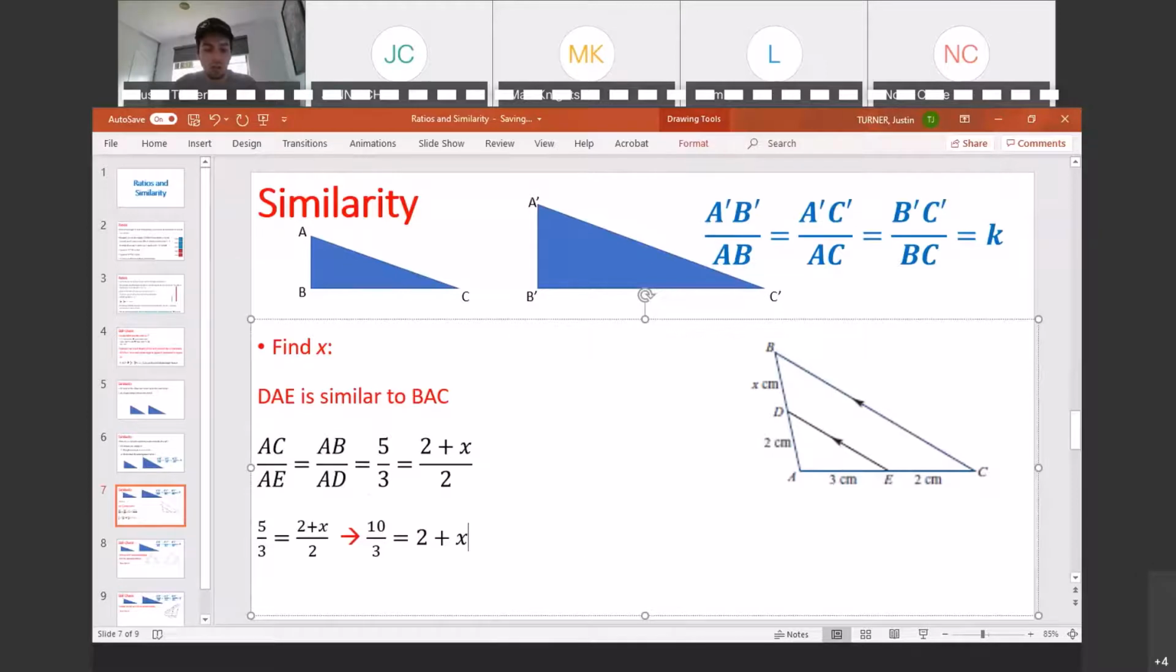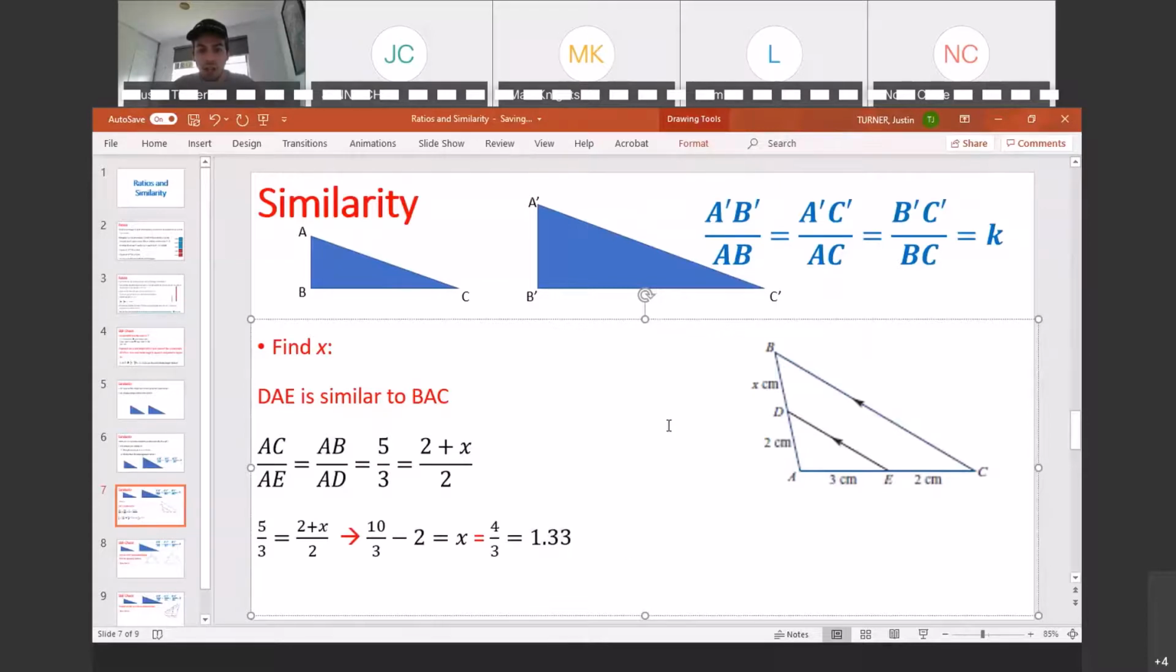Now all I need to do is subtract 2 from each side of the equation. This positive 2 and this negative 2 will cancel out, and I'm just left with x is equal to 10 over 3 minus 2. If I pop that in my calculator, I get x is equal to 4 over 3. I can leave it as a fraction, or if you prefer a decimal, to 2 decimal places, 1.33.